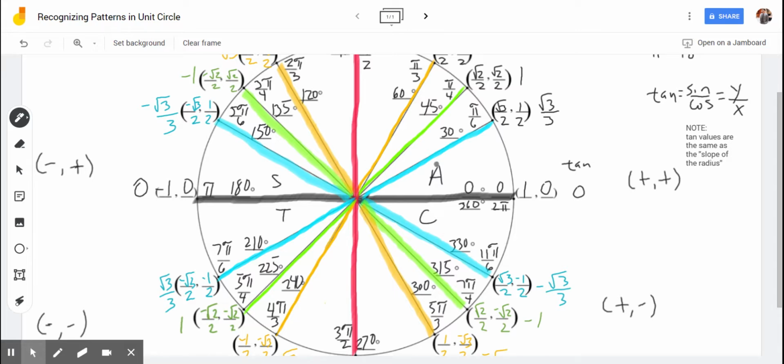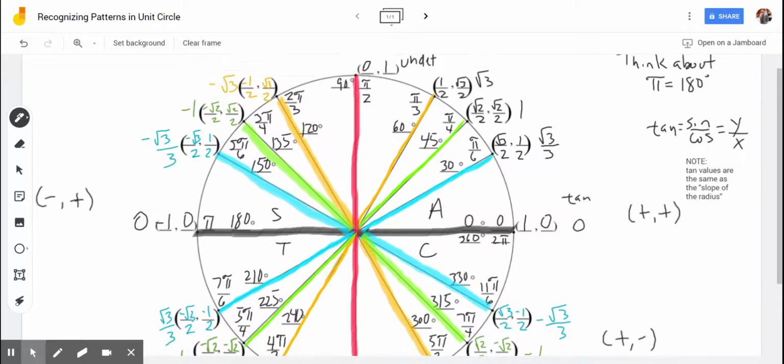So a mnemonic device that you guys can use is "All Students Take Calc" to remember what the signs are going to be in each one of the respective quadrants. You can come up with something on your own, but that's kind of the one that stuck for, I don't know, a long time.